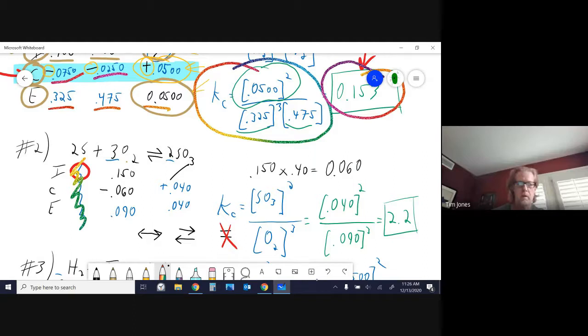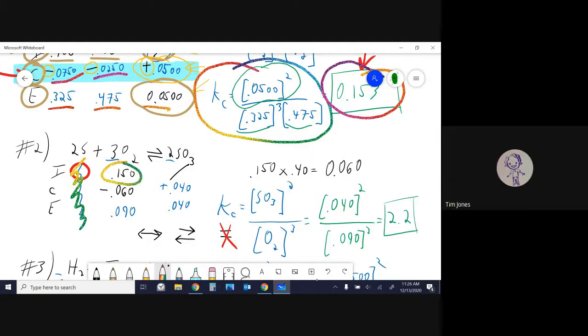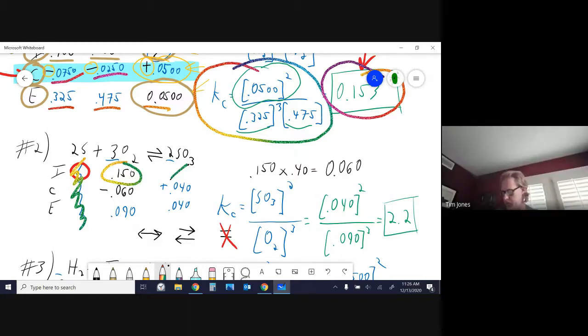They gave us this to start with, no product, so dash again. And this time they said something different. In number 2, they said that the oxygen is 40% dissociated or 40% reacted. So I took 40% of the starting amount. That gave me 0.060, which I put here.